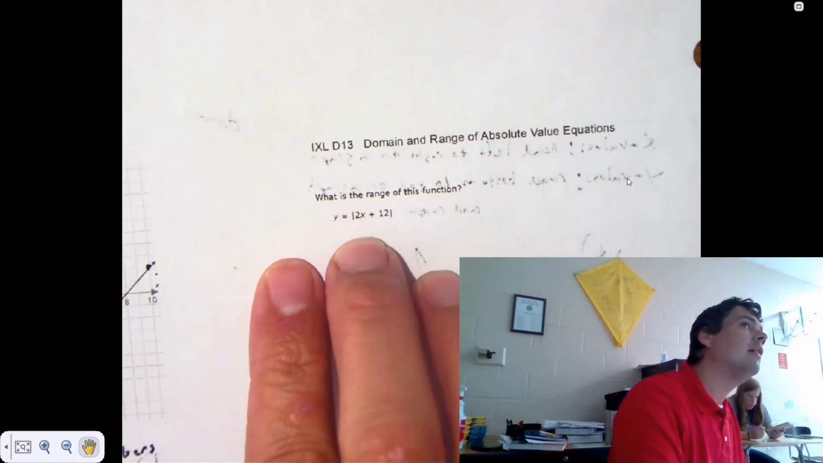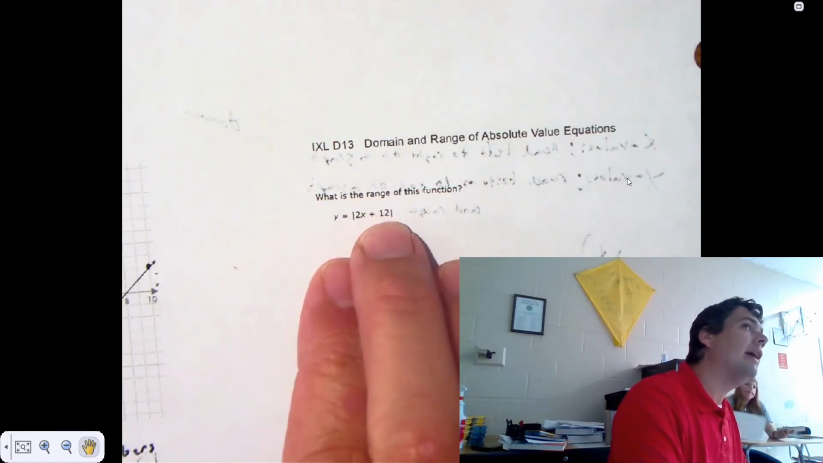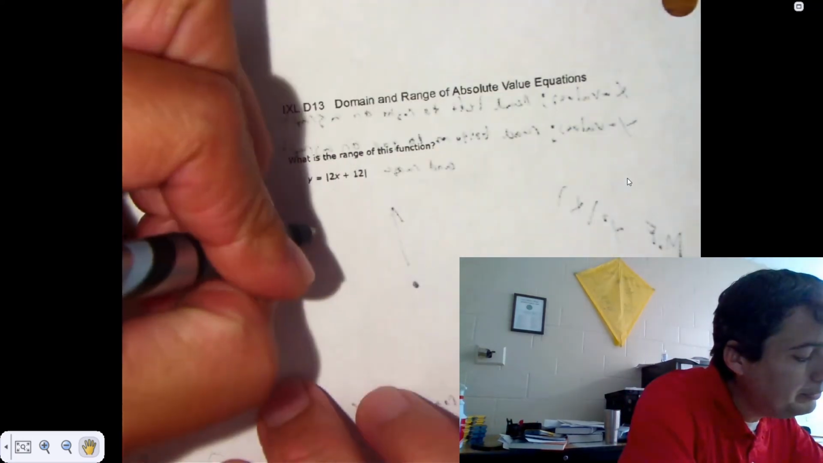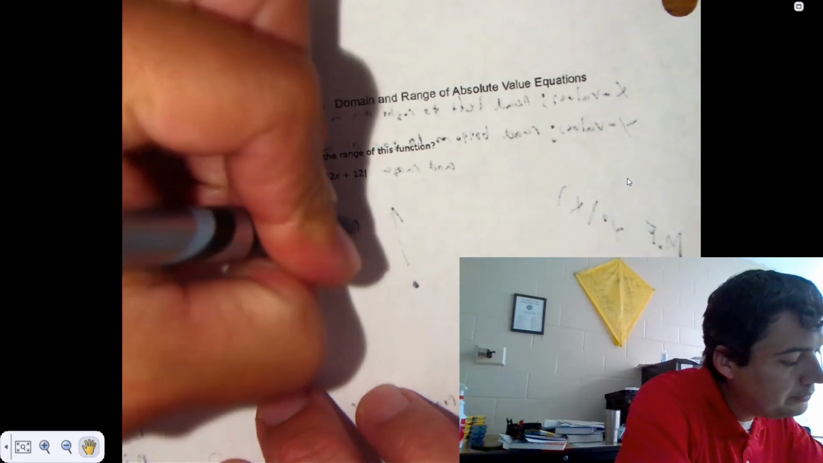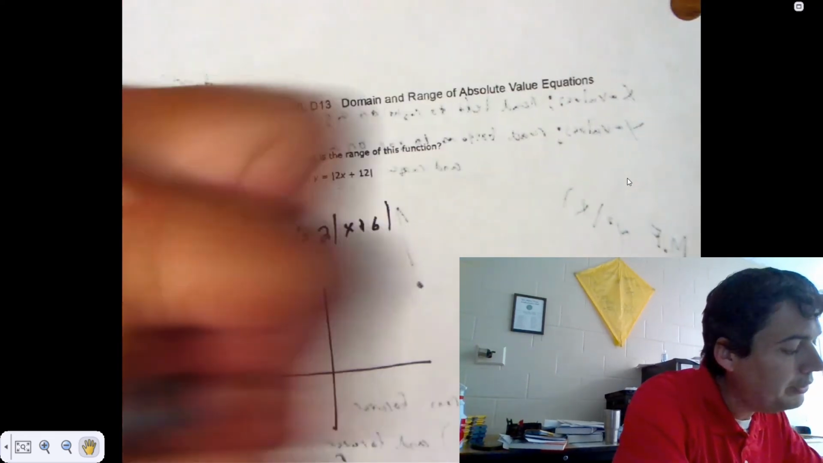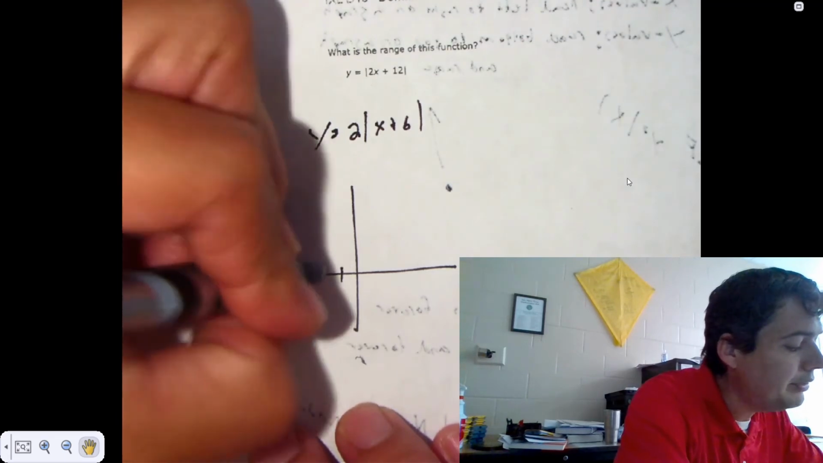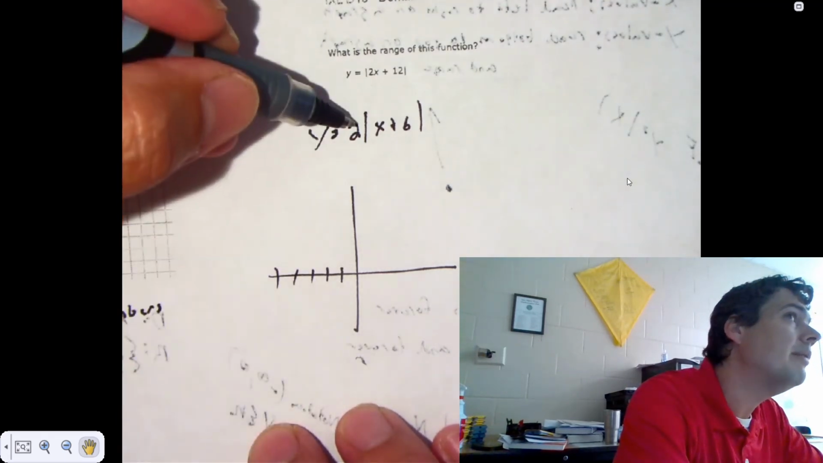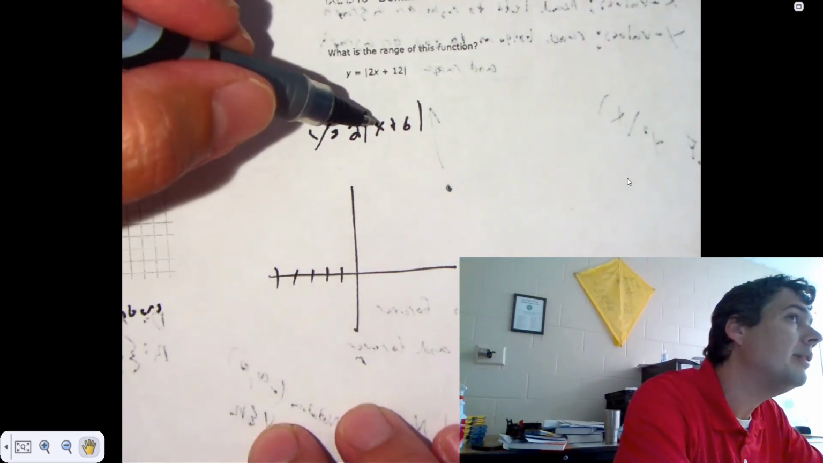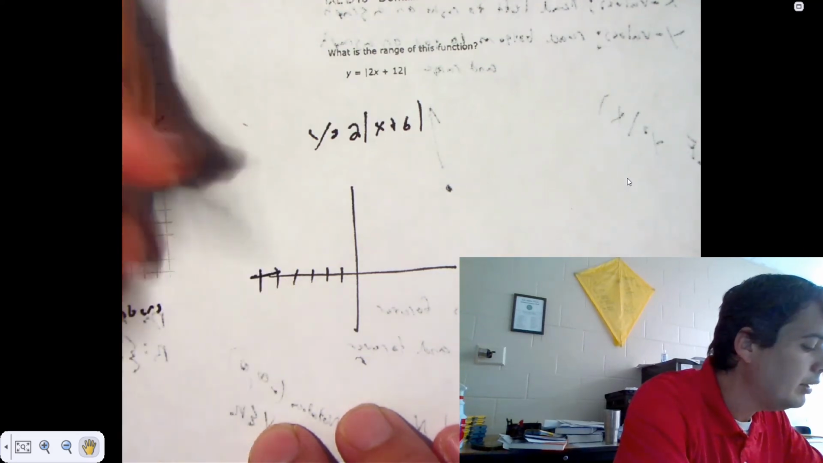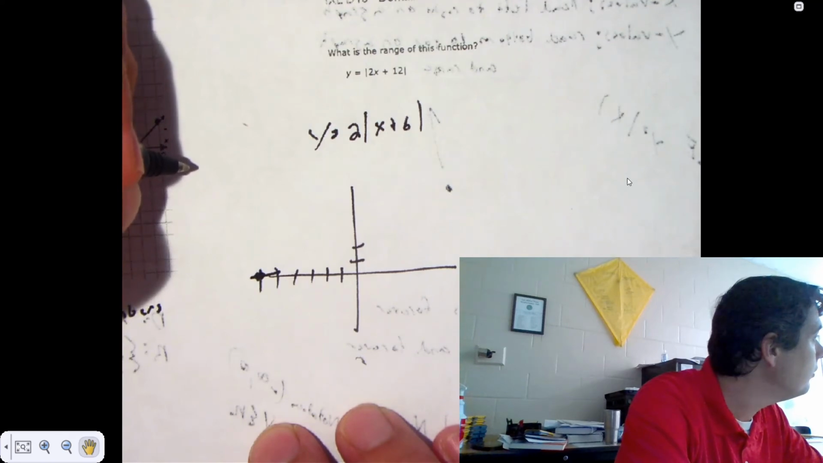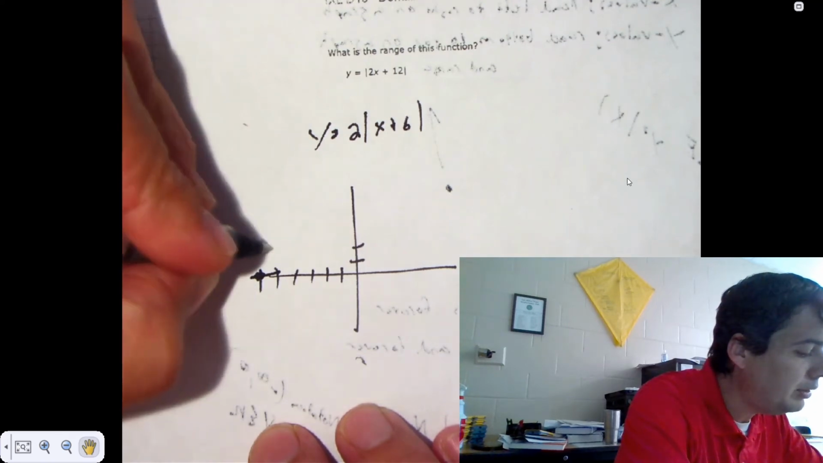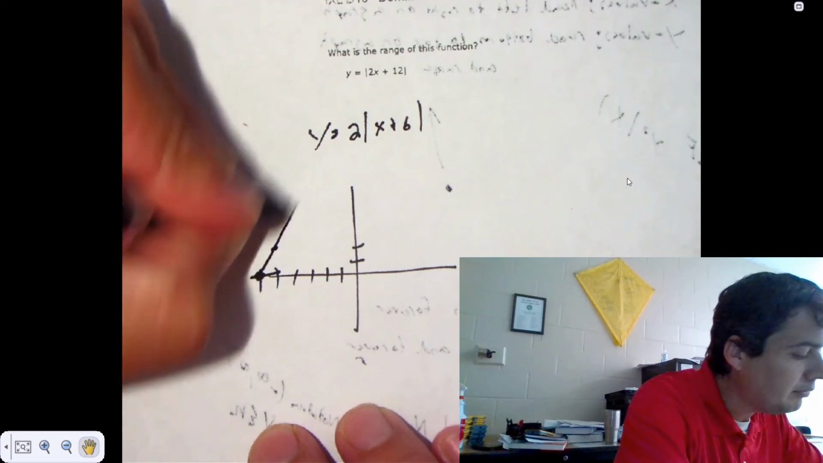D13 is the same lesson except they give you equations. I know you know how to graph these by hand. Well, you're supposed to. I'm not asking you to do that. Although if you know what you're doing, it doesn't take long. You can just kind of visualize it. If I factor out a 2, that becomes 2 times x plus 6. That means shift left 6. And from that vertex, what's the slope? 2. So rise 2, run 1.